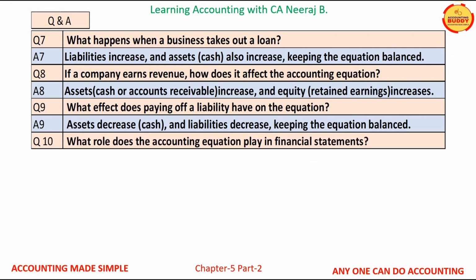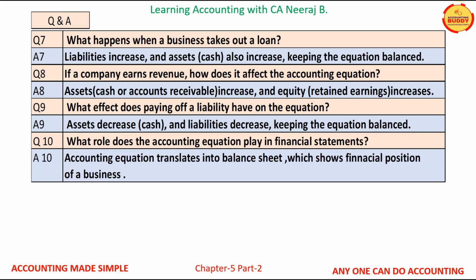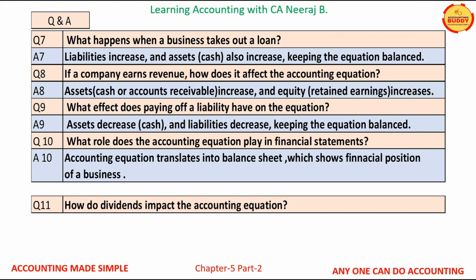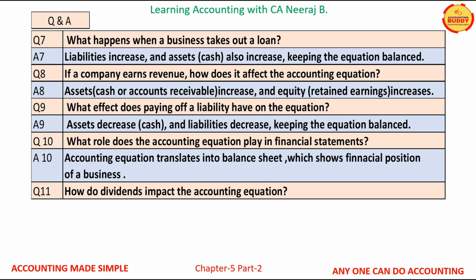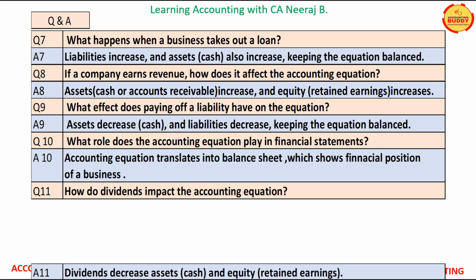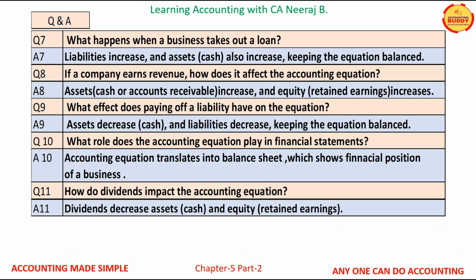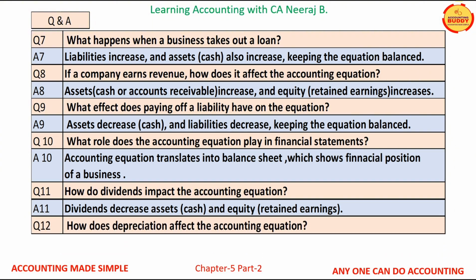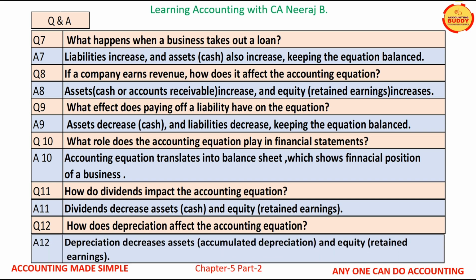Question number 10. What role does the accounting equation play in financial statements? The answer is accounting equation translates into balance sheet which shows the financial position of a business. Question number 11. How do dividends impact the accounting equation? The answer is dividends decrease assets and also decrease the equity. Question number 12. How does depreciation affect the accounting equation? The answer is depreciation decreases assets and it also decreases the equity of the business.